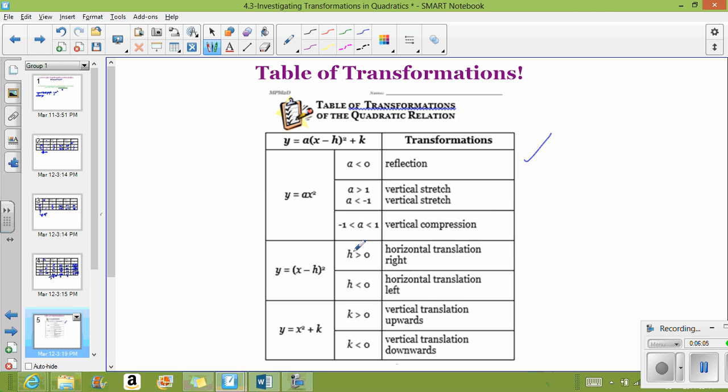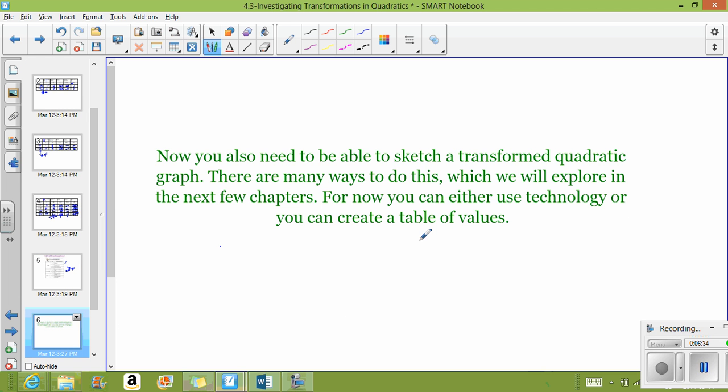When we have this h value, when h is greater than 0, it is a translation to the right, and less than 0, it's a translation to the left. Just remember that for x minus h, it's the opposite here. So if it was -4, you're actually going to the right 4, where the minus might make you think that you're going to the left. You're actually going to the right, so it's the opposite. The k value is a vertical translation. If it's greater than 0, it's a vertical translation upwards, and less than 0, it's downwards. So this is posted if you'd like to print that.